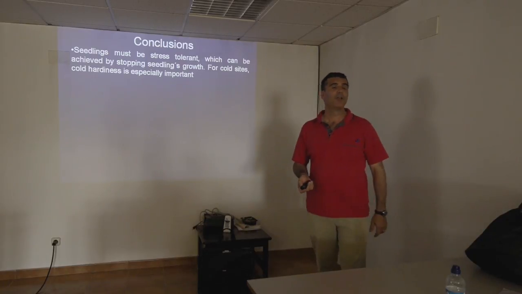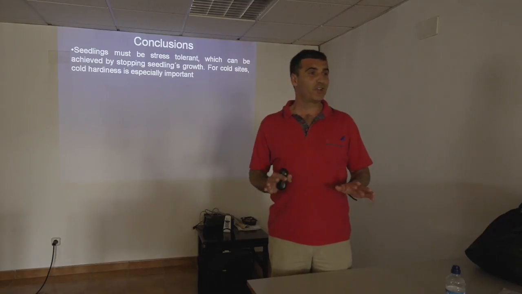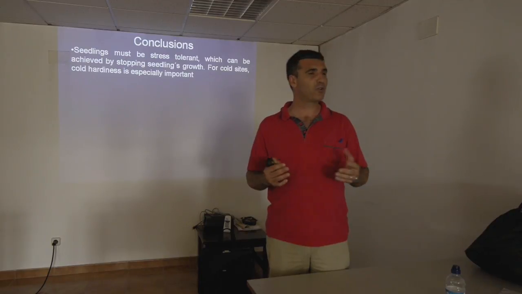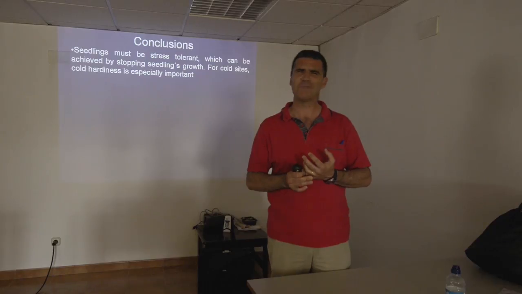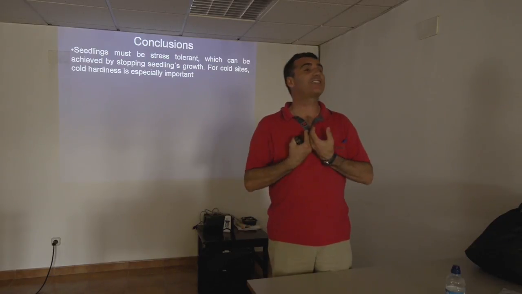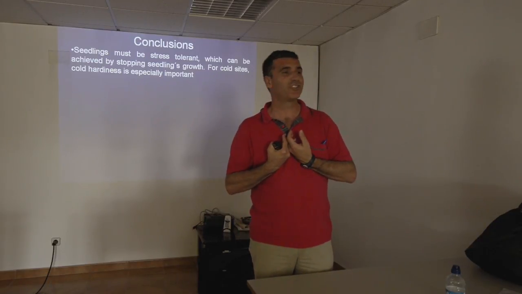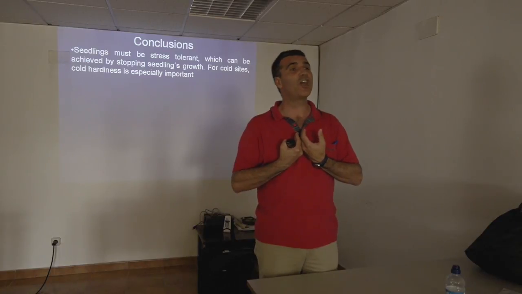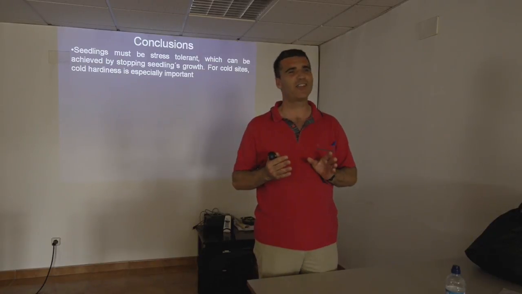And how do you stop it? You can stop it by reducing irrigation. That is very difficult for most nurserymen because you have to be very expert and be a good nurseryman. And most of them, I'm sorry, but they are not very good. And for us, the best way to stop growth is cold temperatures. When the temperature is reduced, the growth is stopped. And that is the best way to harden our seedlings.